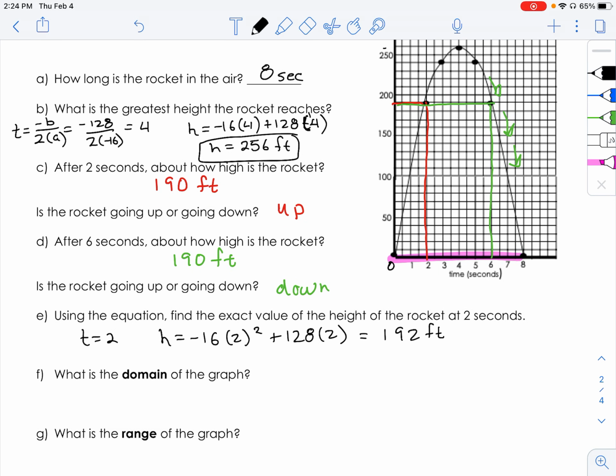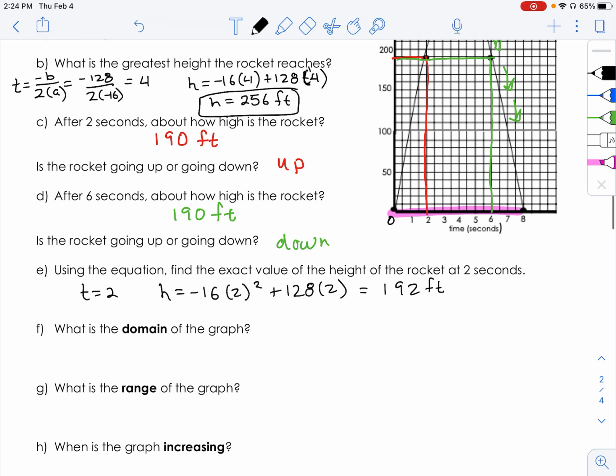So what is the domain of the graph? So the domain, remember, is your x's. And we just said at the bottom that it's only 8 seconds. So this graph only exists for 8 seconds, from 0 to 8. So our domain would be between t is equal to 0 and t is equal to 8. Another way to write that is t is greater than or equal to 0, or less than or equal to 8. So that's another way to write it.